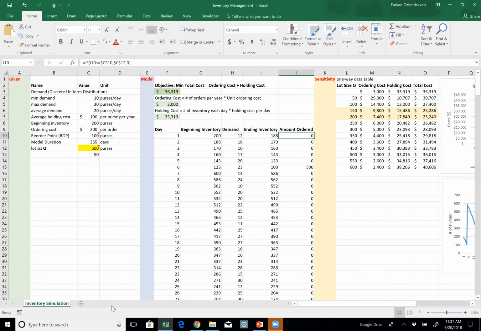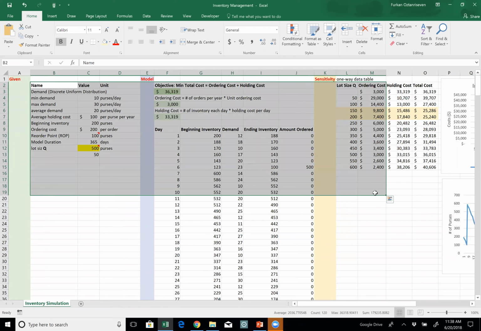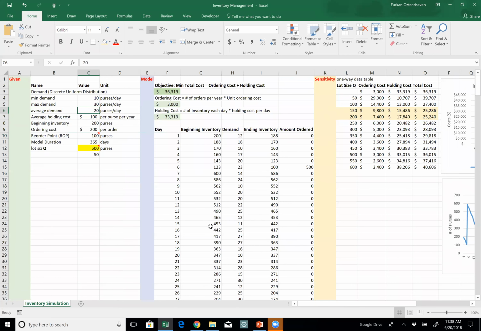So in this video, I would like to talk about the EOQ model, which is the economic order quantity model. Here, the idea is very similar to simulation, but we assume that the demand is not uncertain anymore. If I use the average demand, what would be the best ordering quantity?